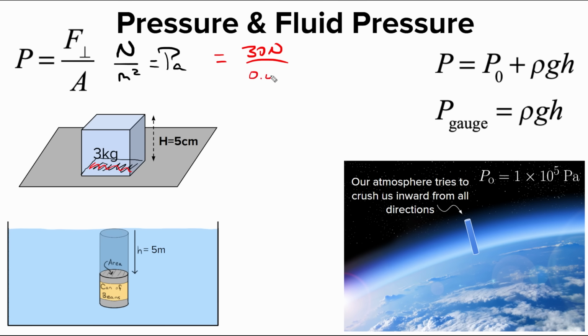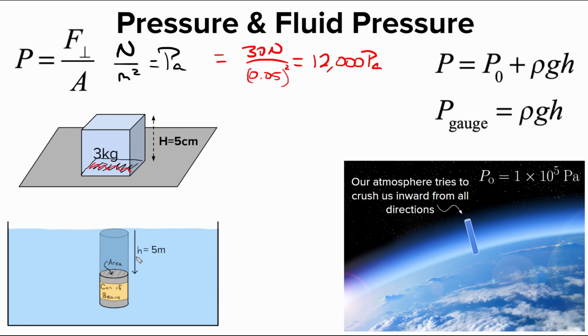So I've got to do 0.05 squared. It's got to be in centimeters, and then I square it. And what I get out of this, if you do that calculation, you end up getting 12,000 pascals, which sounds like a lot, but it's not necessarily.